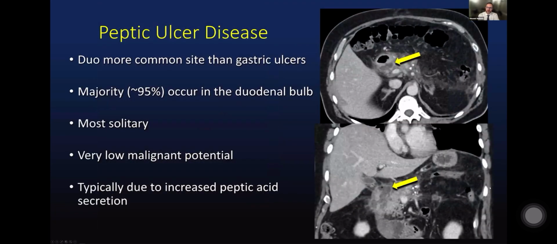When it comes to peptic ulcer disease, it's important for us to remember that the duodenum is a more common site of disease than gastric ulcers. Most of them occur in the duodenal bulb. Most of them are solitary and have low malignant potential, and usually these occur due to increased peptic acid secretion, like from H. pylori infection. These can be quite subtle.